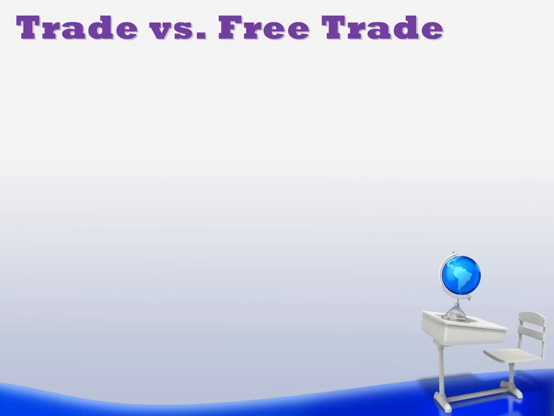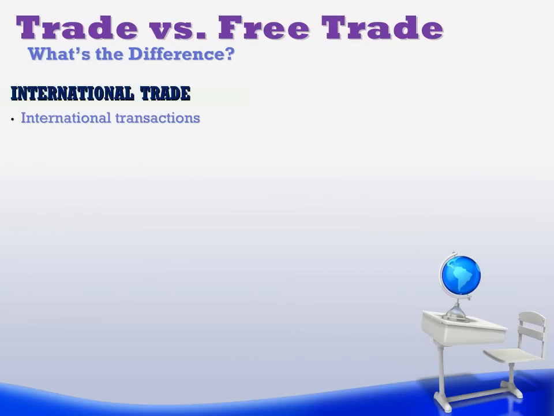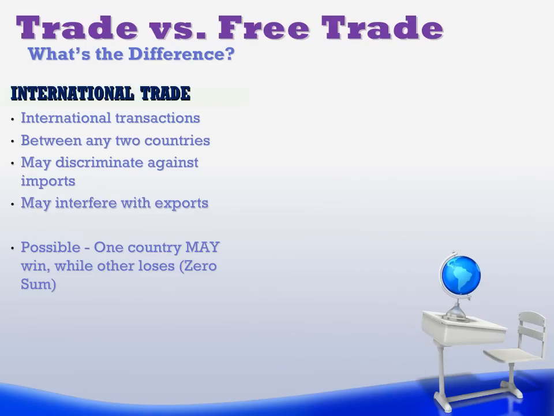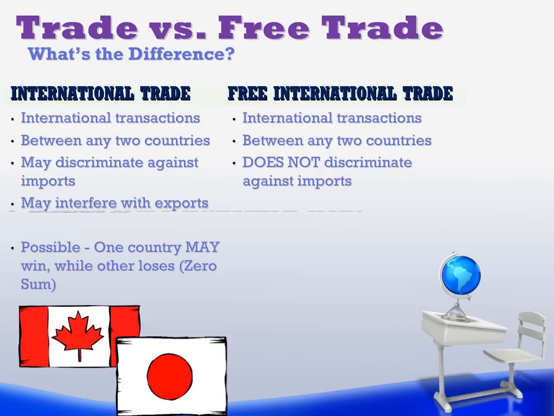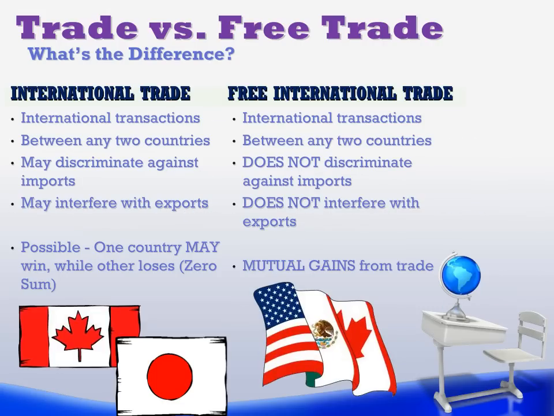But there's definitely something we have to differentiate. We've talked about international trade, but what about free trade? Well, international trade is any international transaction that happens between two countries. However, in this, there might be discrimination against the type of imports. The governments may interfere with exports, and therefore the possibility exists of a zero sum where one country wins while the other loses. Consider Canada and Japan.